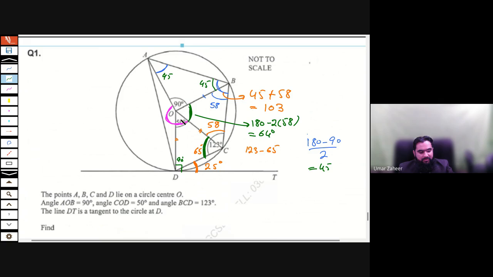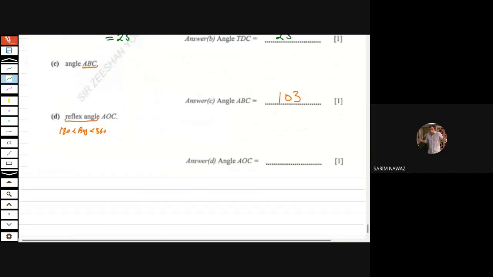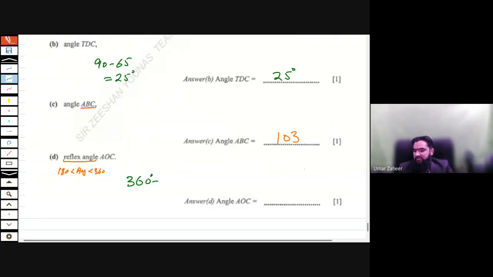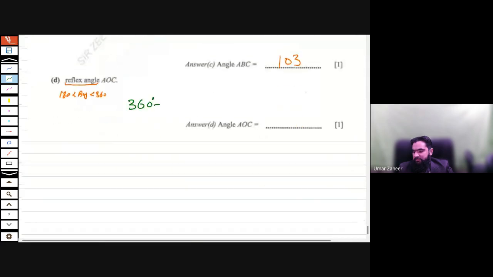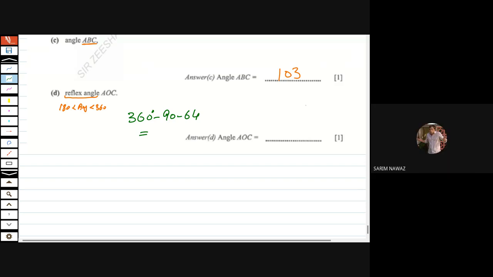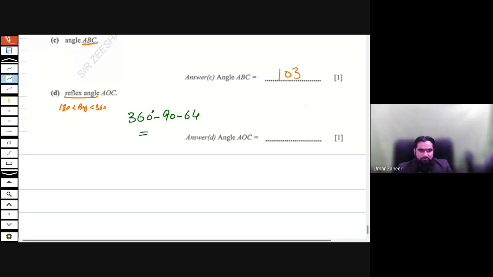Yes, please find the angle: 360 minus 90 minus 64. And it's 156. 360 minus 90 minus 64. Yes, the final answer is 206. 206 degrees. Yes, Ariba and Daniel, please confirm the answer.